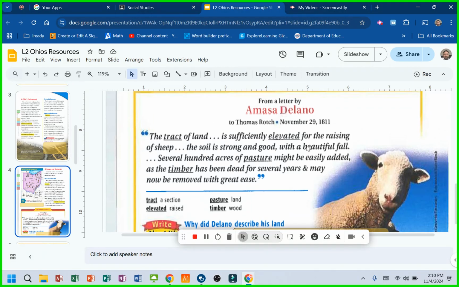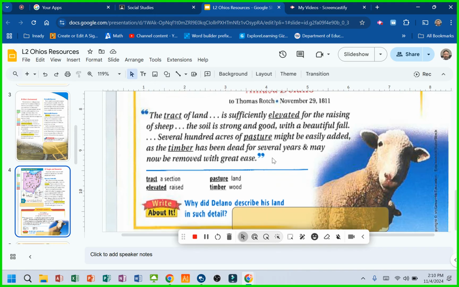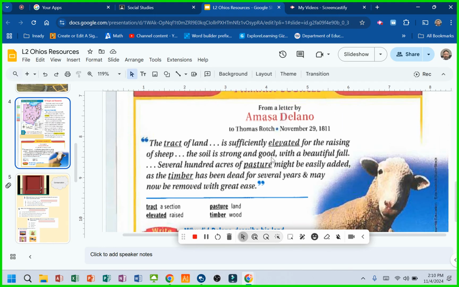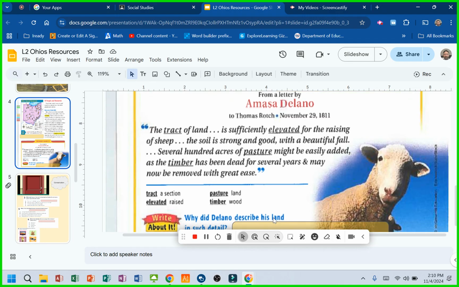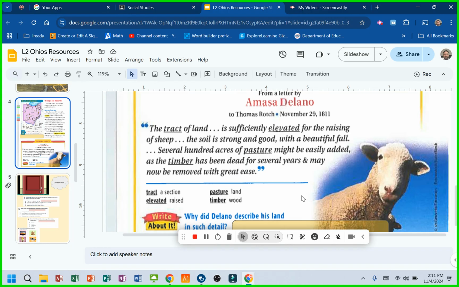Here's another primary resource because it's a letter from Amasa Delano to Thomas Roche, November 29th, 1811. You ready? I'm going to read this primary resource. The tract of land is sufficiently elevated for the raising of sheep. The soil is strong and good, with a beautiful fall. Several hundred acres of pasture might easily be added, right? As the timber has been dead for several years and may now be removed with great ease.